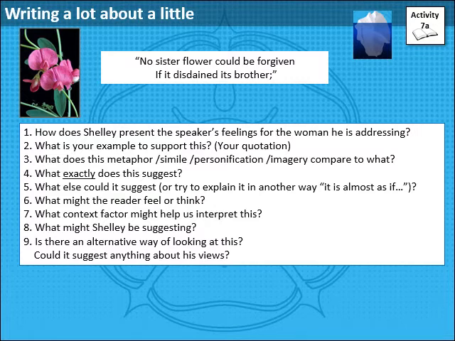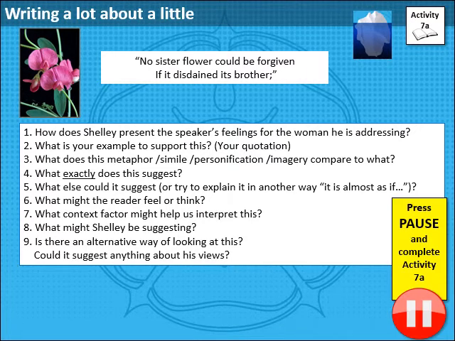Now we're going to practice using some of the paragraph structures that we've already looked at to help you think of high-level interpretations and structure your answers. The annotation video might help you with this task. Press pause, complete activity 7A and then press play to move on.